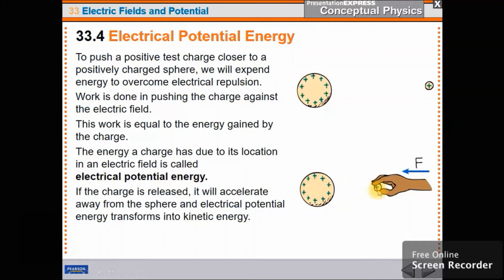In this case, you have to push the positive in against the positive. And once again, if the charge is released, if that person holding it lets it go, it will accelerate, in this case, away from the sphere, and the electrical potential energy will transform into kinetic energy, good old energy of motion. All right, if you're keeping up, great. If not, go back a couple minutes to make sure you got this slide.